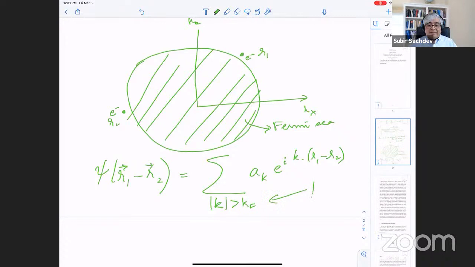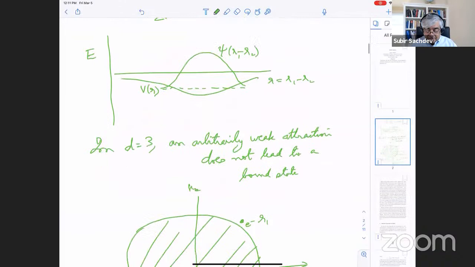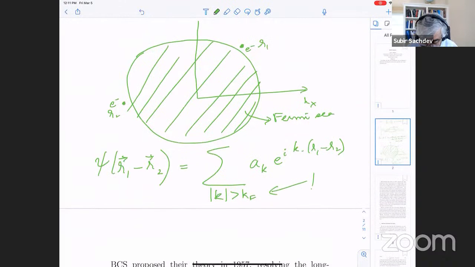And this is what Cooper noticed by solving this problem of two particles in the presence of a Fermi sea, that the situation was very different from two particles in free space. In fact, even an arbitrarily weak interaction always led to the formation of a bound state. And that's called the Cooper pair. And so two electrons around a Fermi sea are actually susceptible to an arbitrarily weak interaction. So this was the key observation by Cooper.